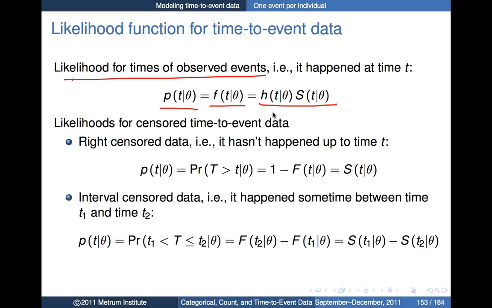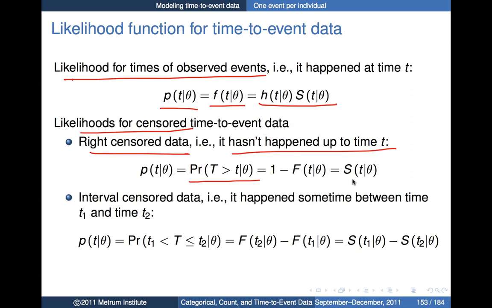Now, if you have censored time to event, if it's right censored, and again, that just means it hasn't happened up to some particular time t, then our likelihood is going to simply be a probability statement. It's a statement of the probability that the event time has to be greater than our observation period. So that's just going to be our survival function for that case.